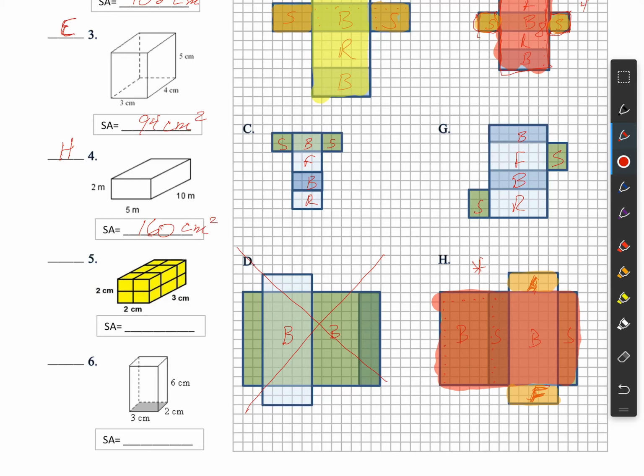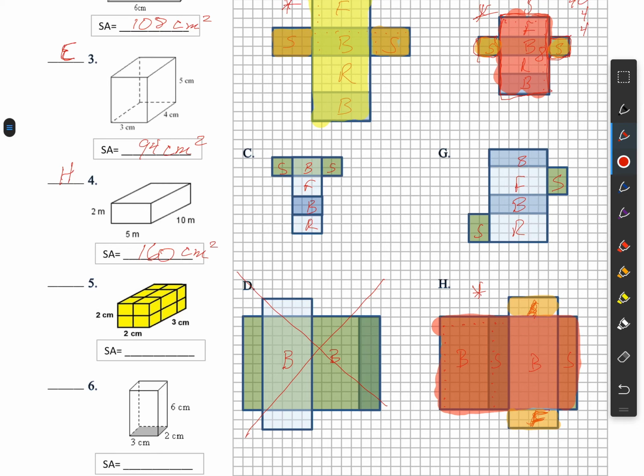Now, number 5. Number 5, we're looking for a 2 by 3 base. Okay, so that looks pretty small. And looking around, looks like I have really one option, and that's C. Again, we need to make sure that matches 2 by 3 for the base. 1, 2 by 1, 2, 3. That's a match. And then we have front and rear.